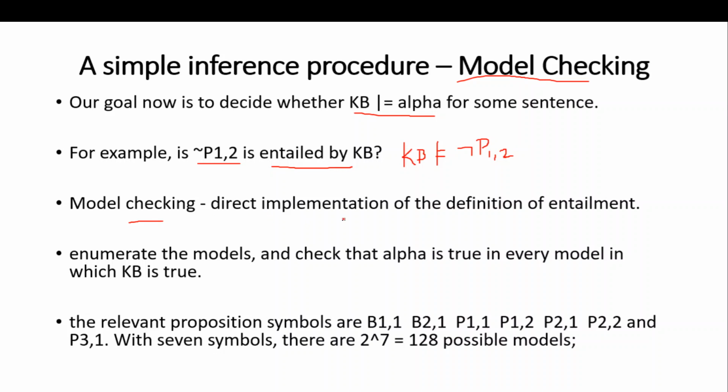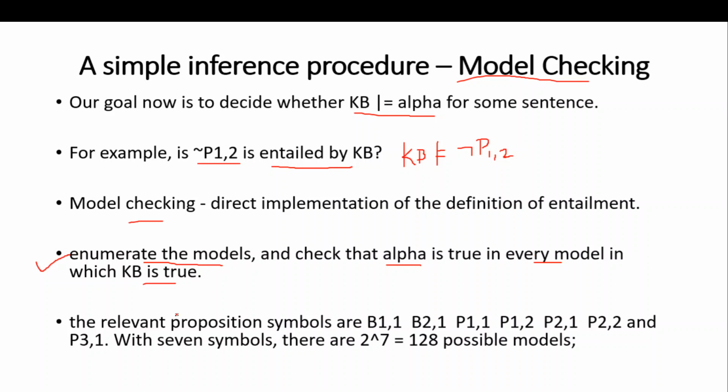Model checking is a direct implementation of entailment. It enumerates all the possible models, which means it lists down all the possible models for the given set of symbols, and then it checks whether alpha is true in every model in which KB is true or not. That is what this model checking algorithm does. This is the key point.